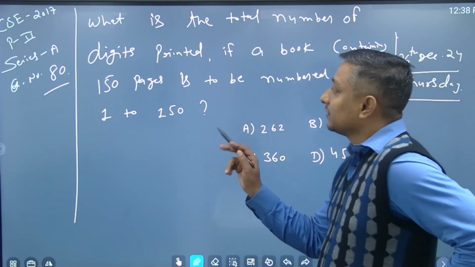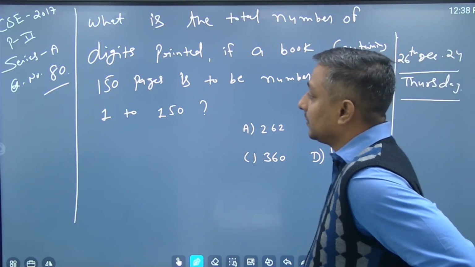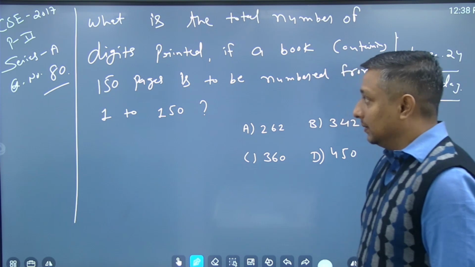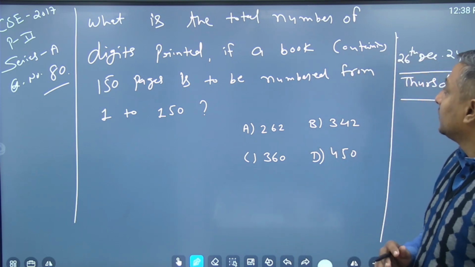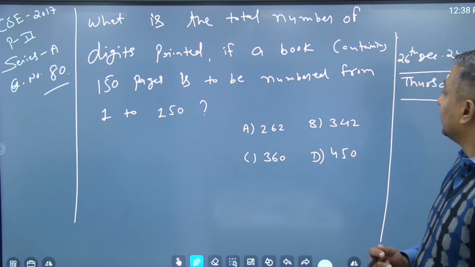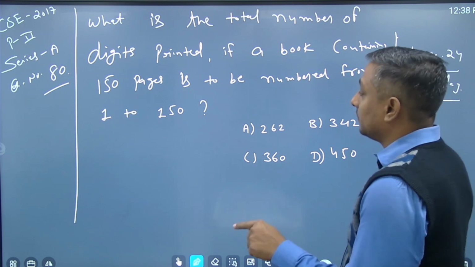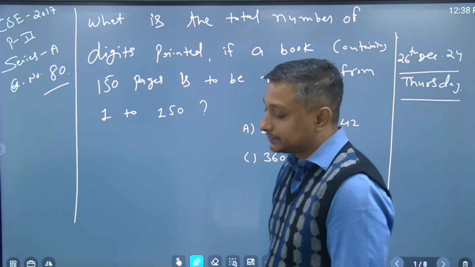The question before you is CSE 2017 paper 2 series A question number 80. What is the total number of digits printed if a book containing 150 pages is to be numbered from 1 to 150?